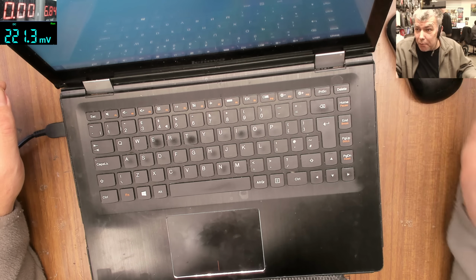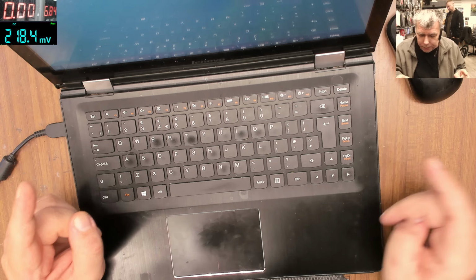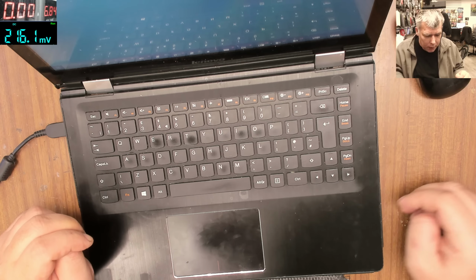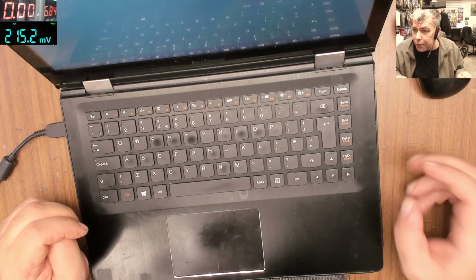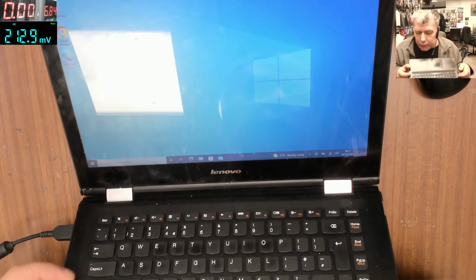Hello. So we are back Monday, and we have an interesting job. People ask if I'm still working here. I'm still working here from time to time when there are complicated jobs like this one. This is a Lenovo Yoga 500 or 5, something like that.